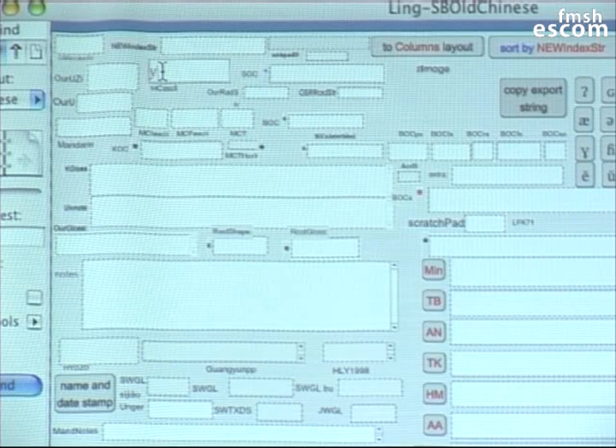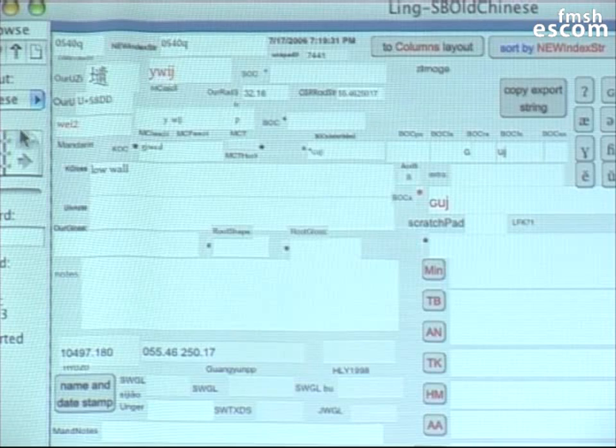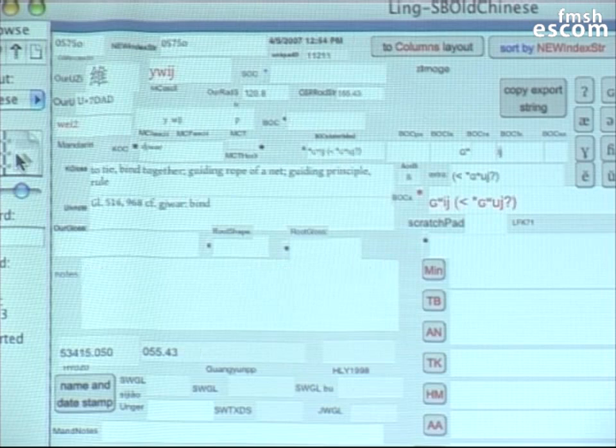Well, this is usually, I guess it has several meanings. Well, let's look it up. I think this is to tie, to bind together, guiding rope of a net, guiding principle, rule. Okay? So it has something to do with string and rope and stuff like that. So it would be the semantic element. Yes, right. Well, it's not really clear why it would be there, except that maybe it was originally something else. I don't know. I don't think I have a good explanation for that.